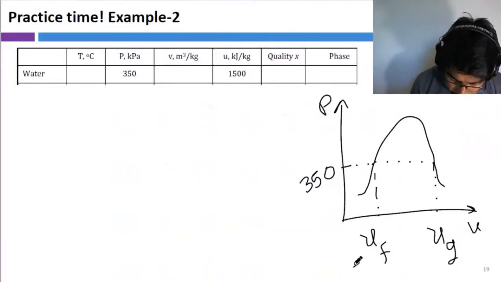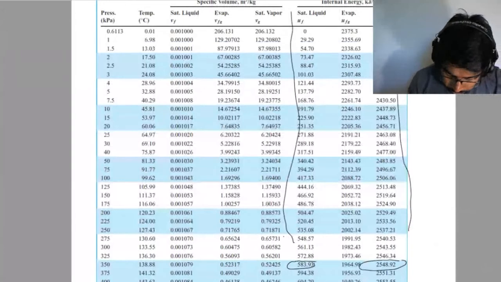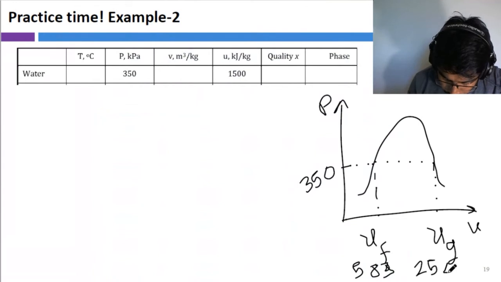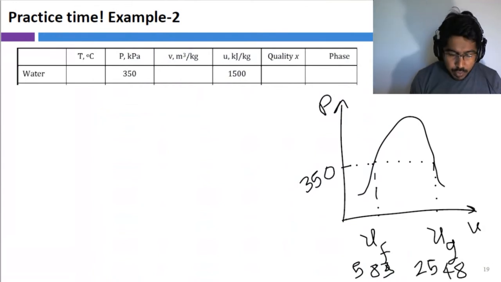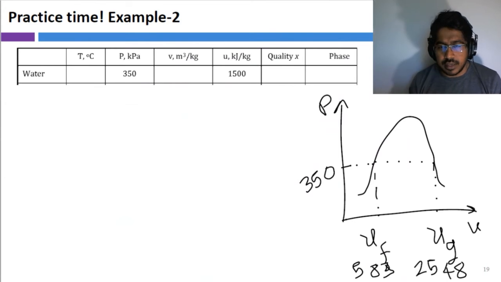583, right? And then our UG is going to be 2548, right? And what can we say about our internal energy value? Our internal energy value is 1500. Is it inside the range, or is it in the compressed liquid region, or is it in the superheated region? What can we say about our current state by looking at UF, UG, and our value?